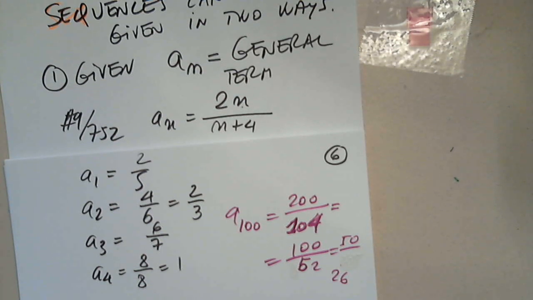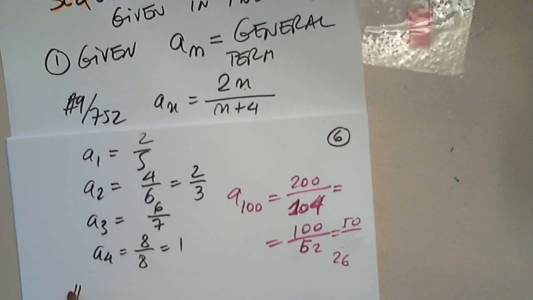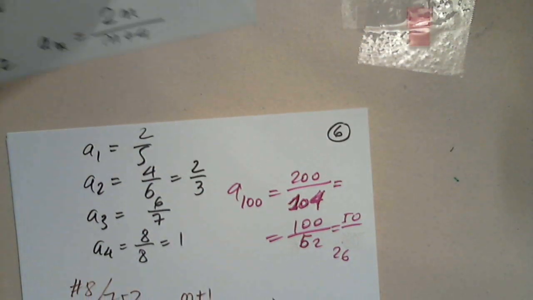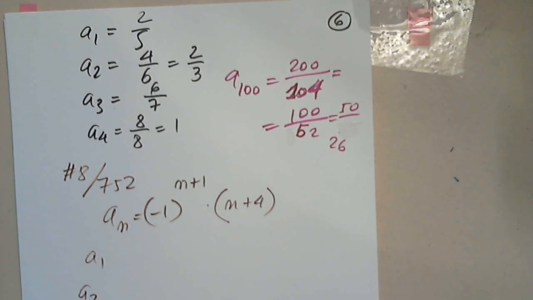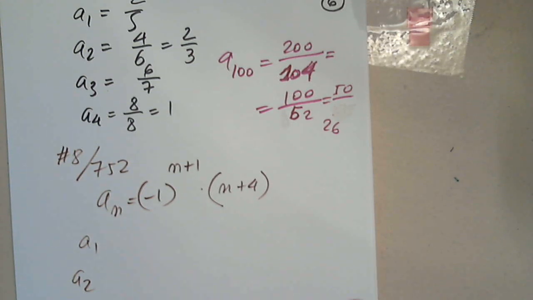Okay. Any questions? Should we look at another one? Let's look at another one. Number 8, same page, 752. We have A sub n, the general term, -1 raised to the power n plus 1, and then everything multiplied by n plus 4. Same question, they want us to determine A1, A2, A3, A4.